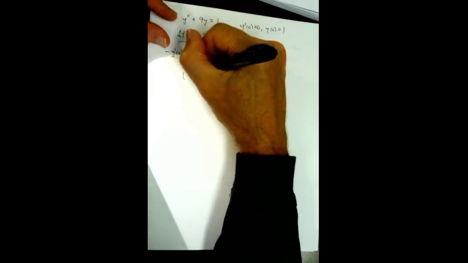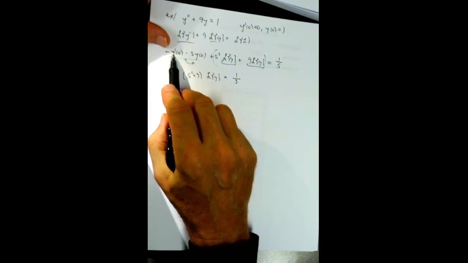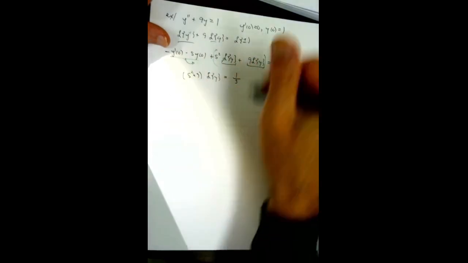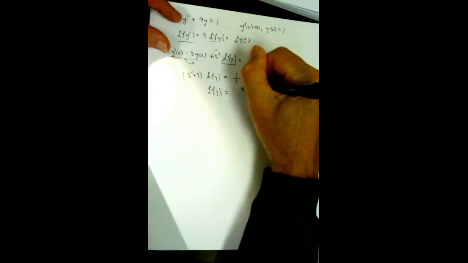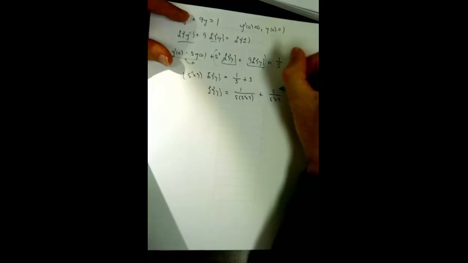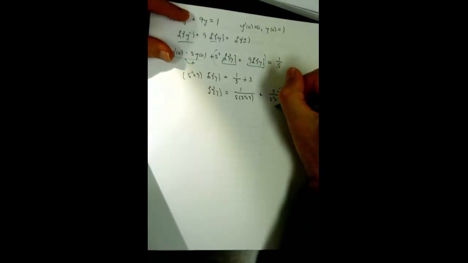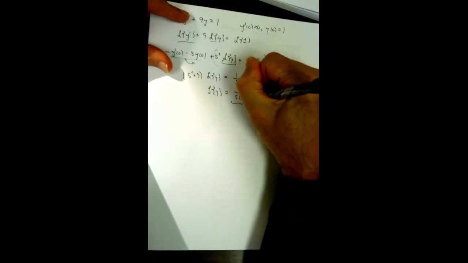So I'm going to have s squared plus 9 all times the Laplace transform of y. Now this is 0, so I didn't leave that alone. This is 1, so I just add s to both sides. Now I get the Laplace transform of y is 1 over s times s squared plus 9, plus s over s squared plus 9. I like this one. This looks like the Laplace transform of cosine 3t. And this one, not so much.